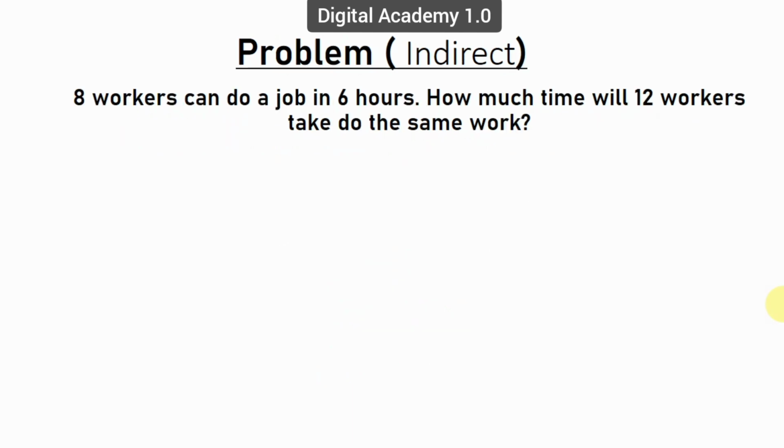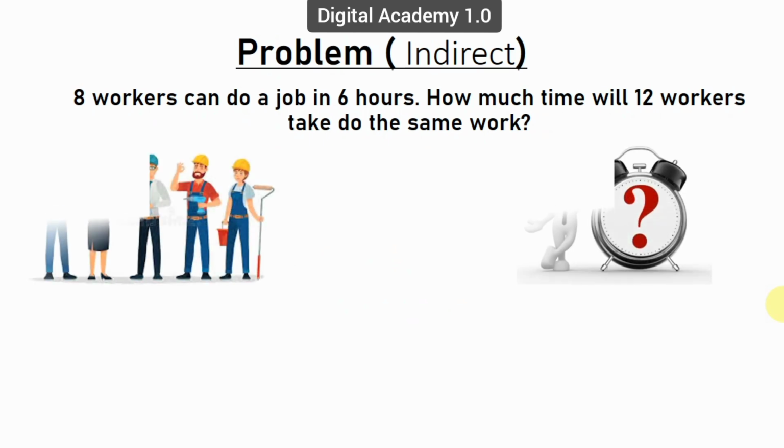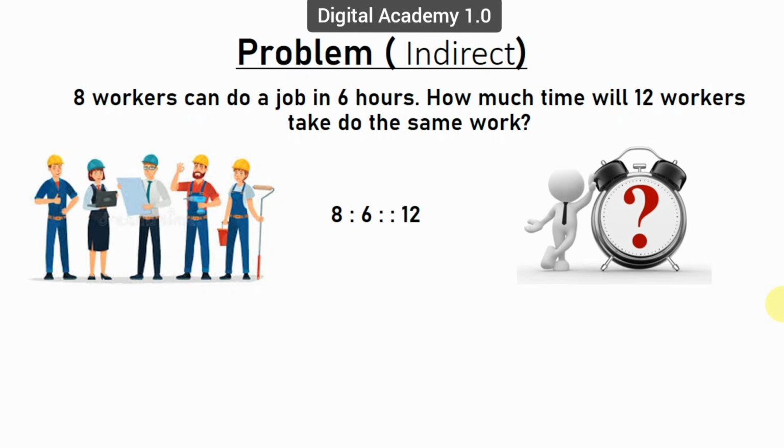Next, problem on indirect proportion. 8 workers can do a job in 6 hours. How much time will 12 workers take to do the same work? Let's solve step by step. Step 1. Find the total work in worker hours. According to the given statement, the equation becomes 8 times 6 equals 12 times x.